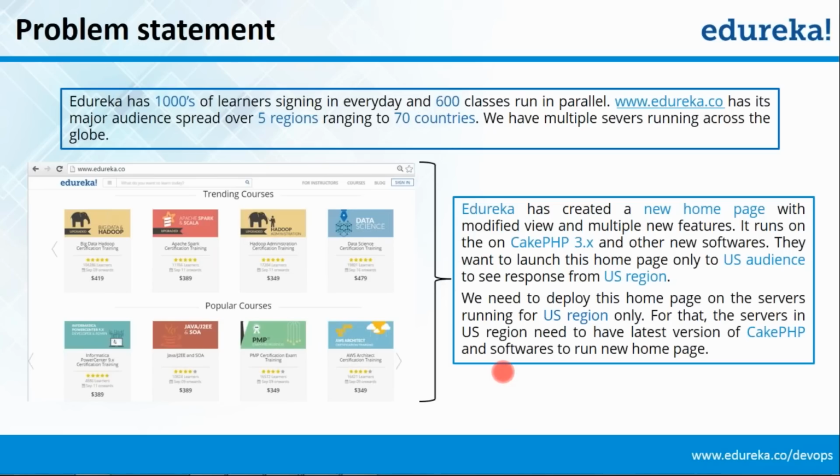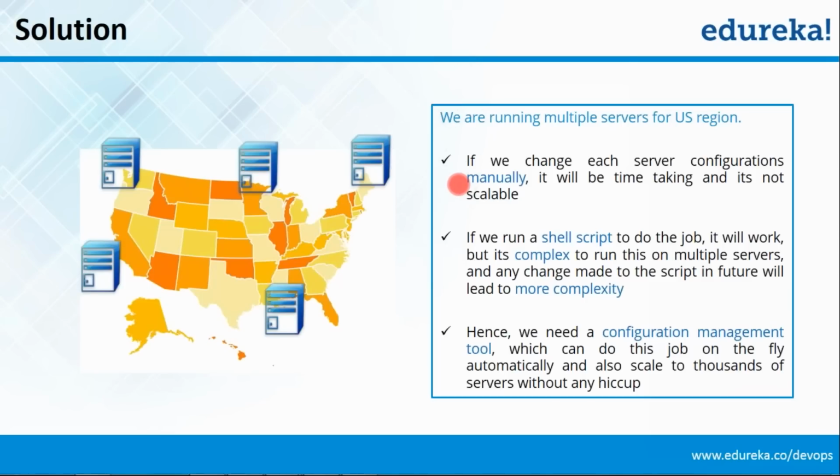Now let's assume that we are using it for the US audience only. So we deploy this homepage only on US servers. Now another difference is we want to migrate it to CakePHP 3. Our previous version of the homepage is on CakePHP 2. So what solutions can we have to deploy our new homepage on US servers?